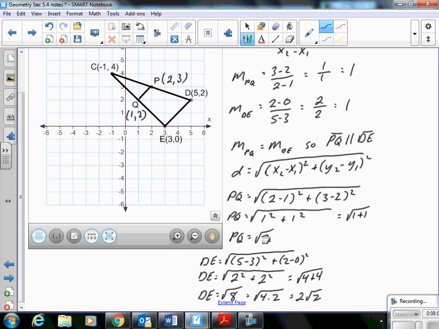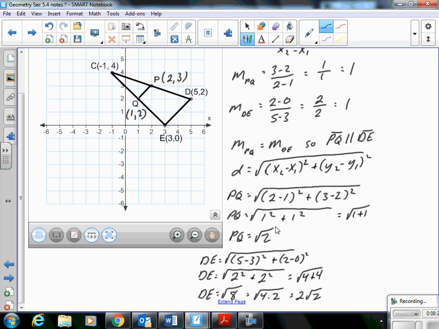So we look at it, we've got the square root of 2 for PQ, 2 square roots of 2 for DE. So as you can see, PQ is half of DE, or DE is 2 times PQ. Questions on those?